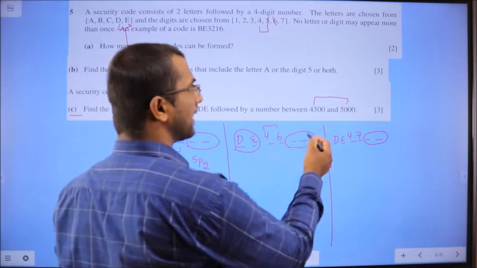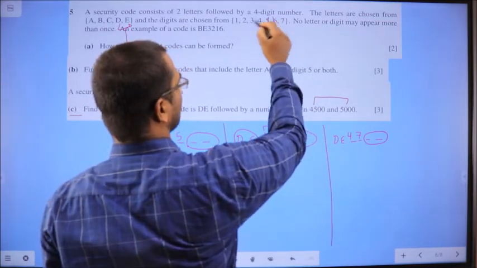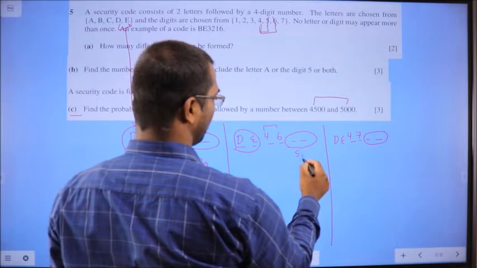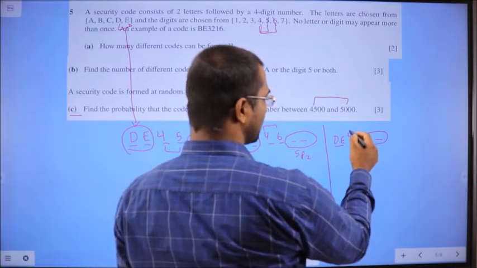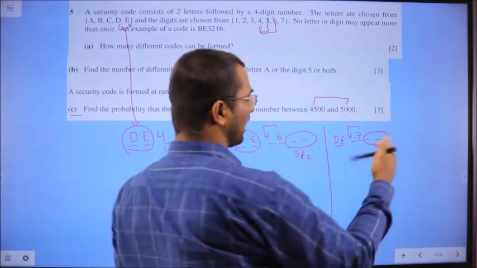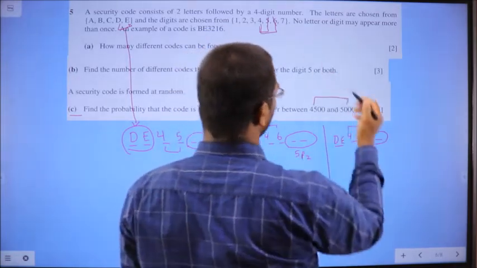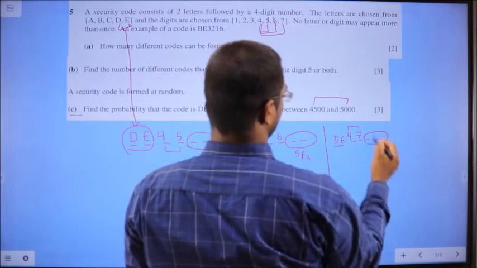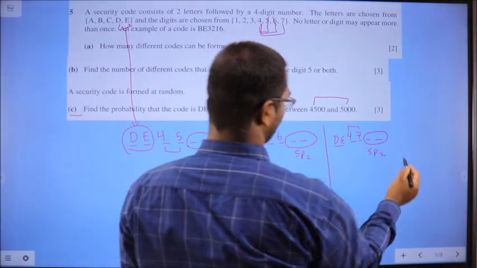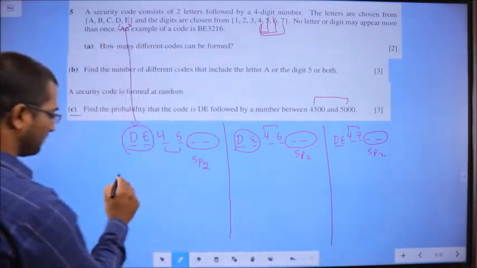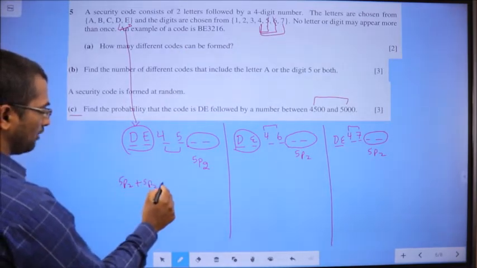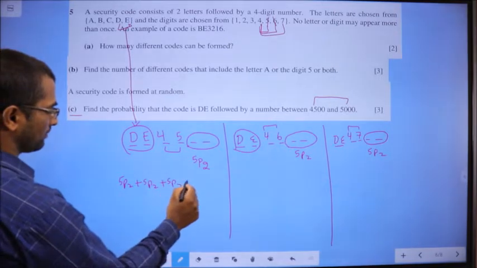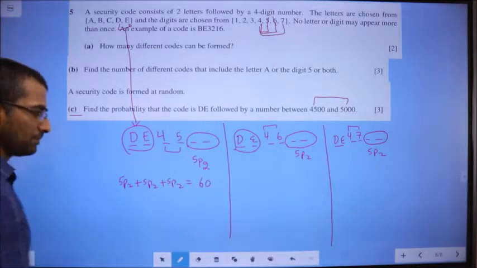I need 2 more numbers from the 5 letters. So again 5P2. Here also D is fixed, and 4 and 7 are also fixed. I need 2 numbers from the 5 numbers, so it will be 5P2. So my answer will be 5P2 plus 5P2 plus 5P2, which is 60.